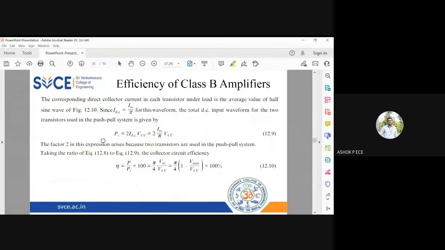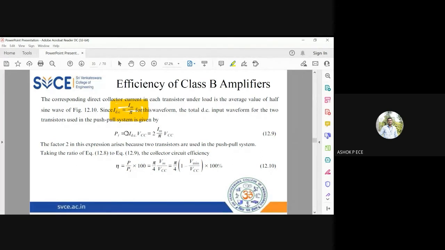And input power is IC into VCC. It is 2 into IDC into VCC. It is DC current, and this DC current is the average value. This average value is given by Im by pi. When you add all the values of a sine wave and divide by the number of values, you get the average value to be Im by pi. And so it is 2 into IDC into VCC, 2 into Im by pi into VCC. This 2 is coming because we are going to use 2 transistors in our system.